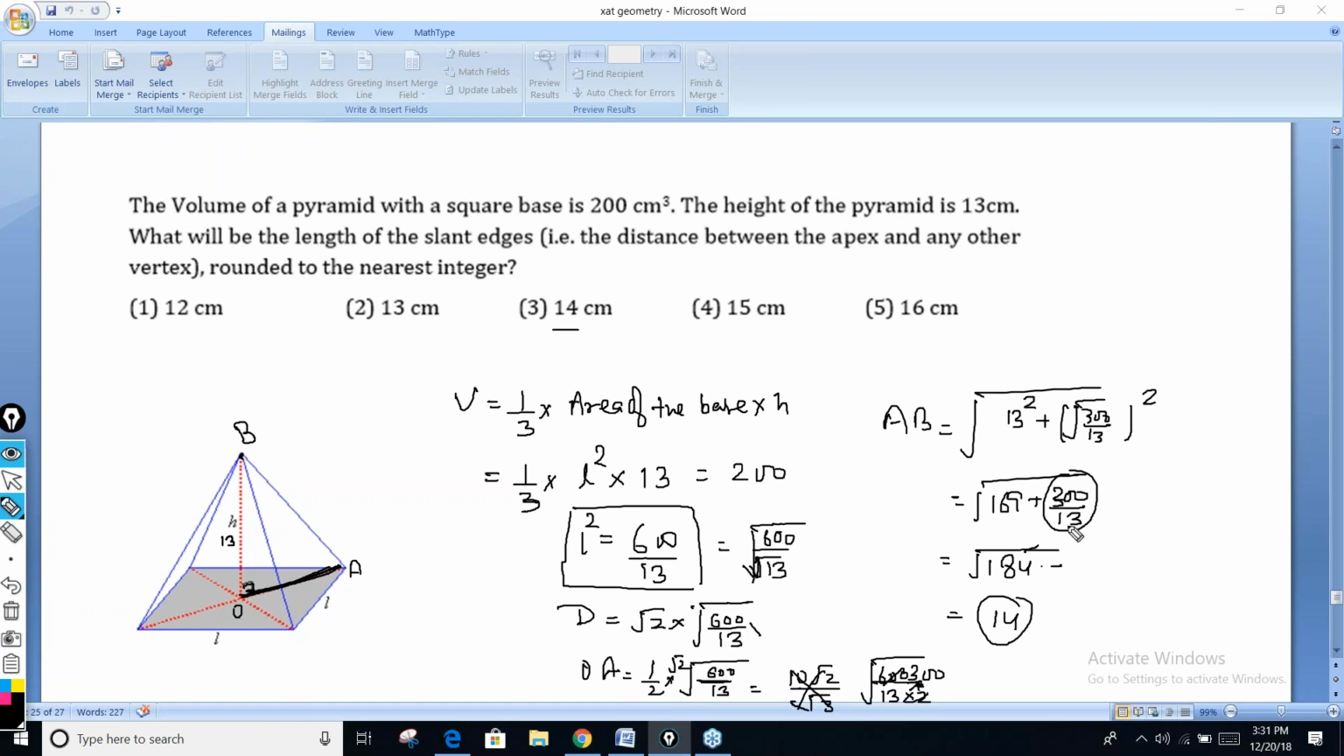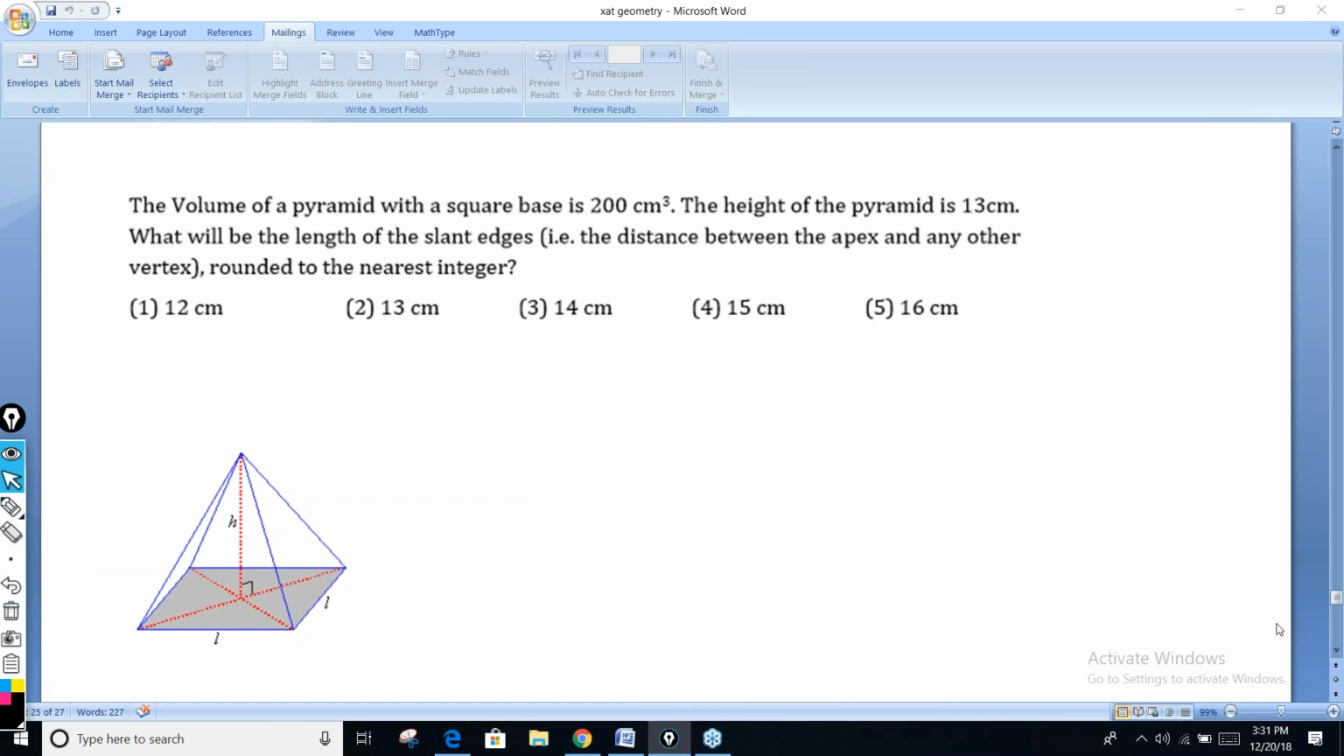So this value is nearly 169 plus 23 something, yeah, 23 something. So you'll get 192. So 192 is definitely near to 40. That is the answer. So I made the calculation mistake. Answer is option 3. Come to the next one.